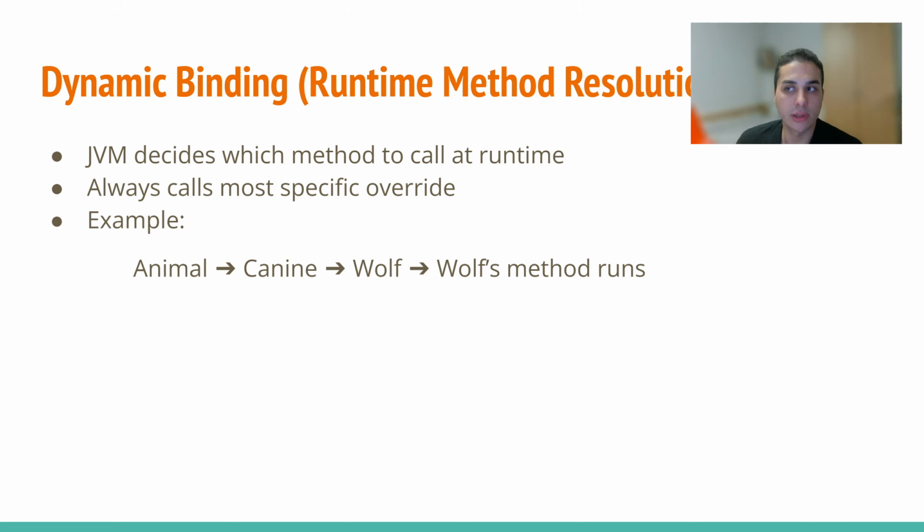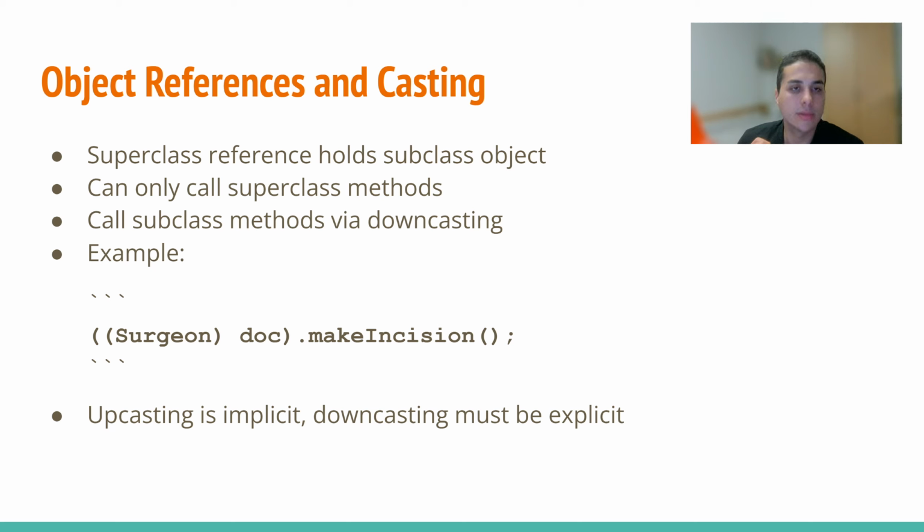And when you have a superclass reference to a subclass object, like Doctor doc = new Surgeon, you can only call methods that are declared in the Doctor class, like I showed in the example. The compile-time type matters. If you need to call a subclass-specific method like makeIncision, which only exists on the Surgeon, then you must downcast the reference back to the Surgeon.